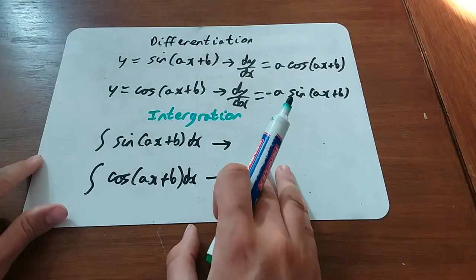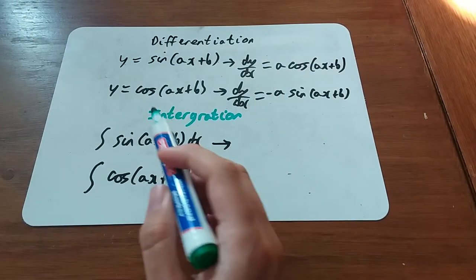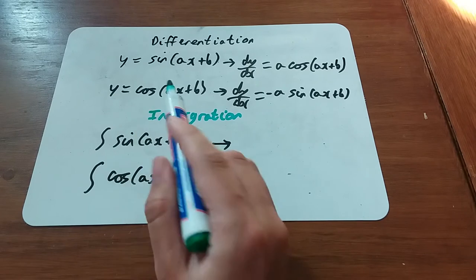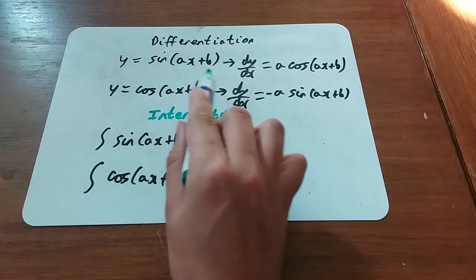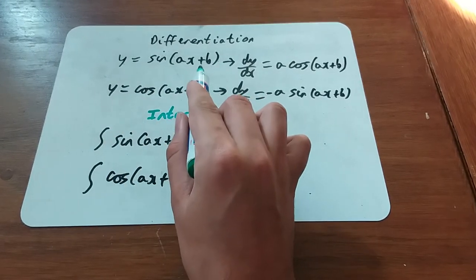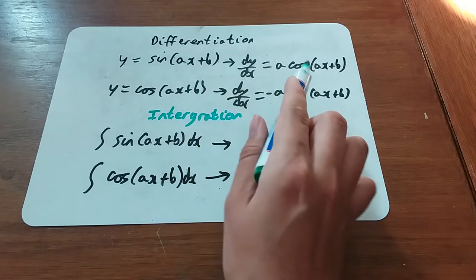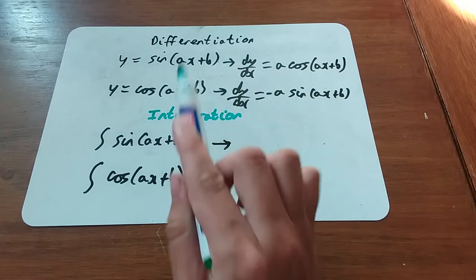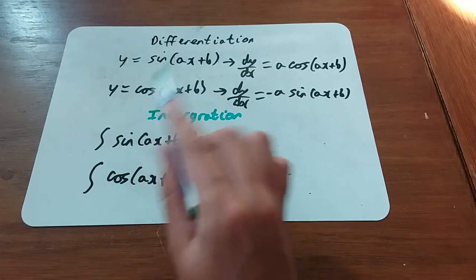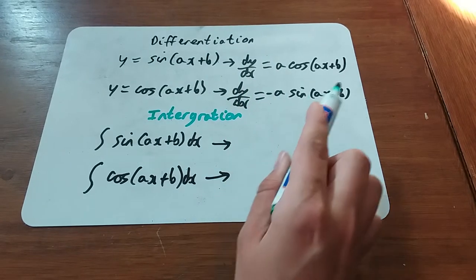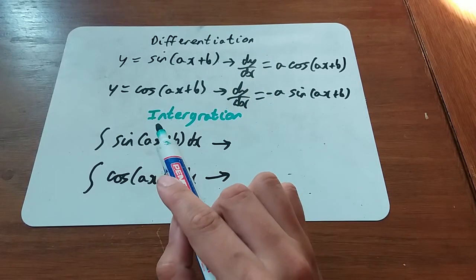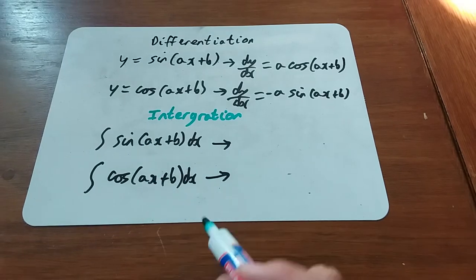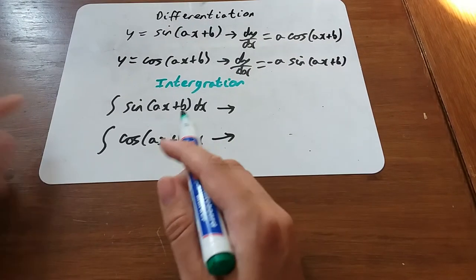So here they are, written like we had with the chain rule and with the different e. If we've got sine with some linear factor inside, then it differentiates to cos, and we times it out by the a. Cos differentiates to minus sine, but again, we multiply it out by the a. So if we're integrating these things, we're going the opposite way around.